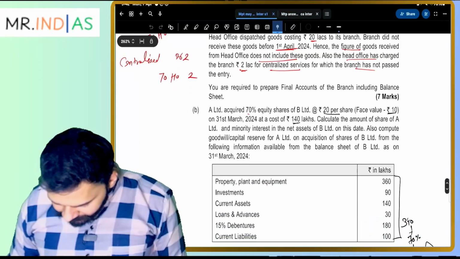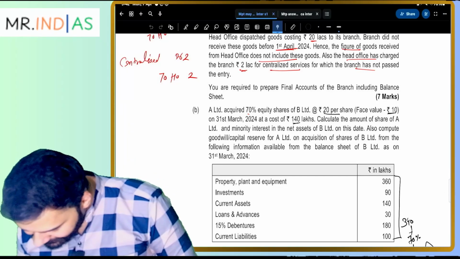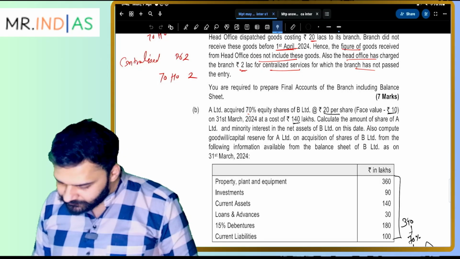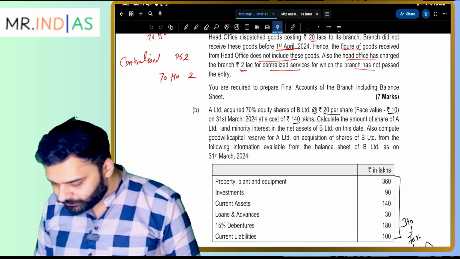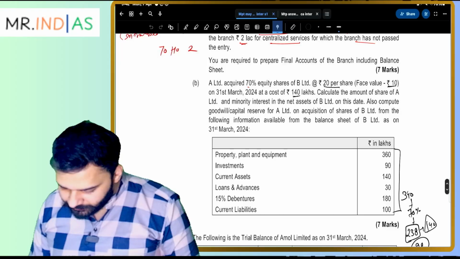Okay, let's come to the B part. A Limited acquired 70% equity shares of B Limited at 20 per share, face value 10, on 31st of March 24 at a cost of 140. Calculate the amount of share of A Limited and minority in the net asset of B Limited on this date. Also compute goodwill or capital reserve on the acquisition of shares of B Limited from the following information available.